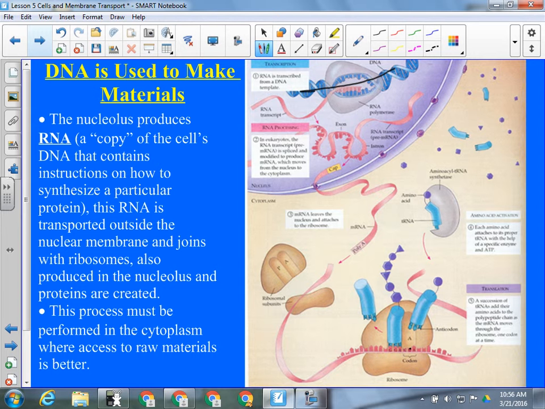So what you basically need to understand is the nucleolus copies the DNA. The copy of the DNA goes to the ribosome. The ribosome uses it to make protein. If you know essentially that sequence, that's as good as you need to know protein synthesis for grade 10. Okay?